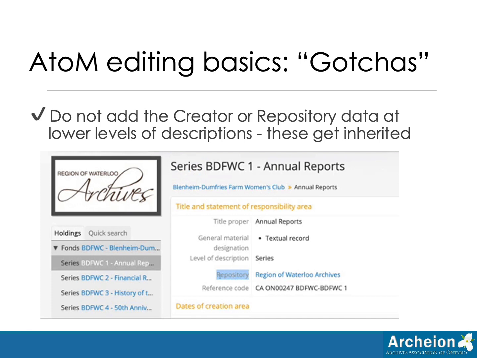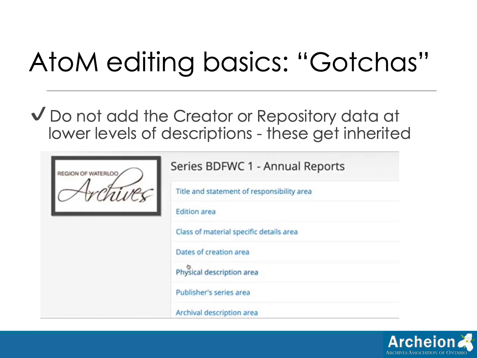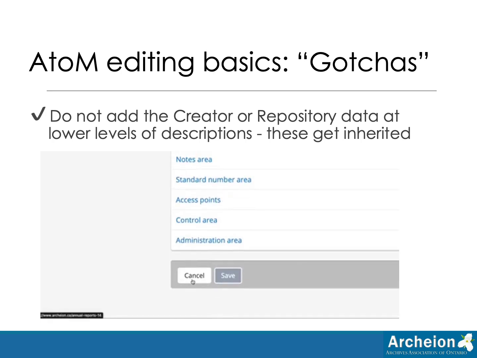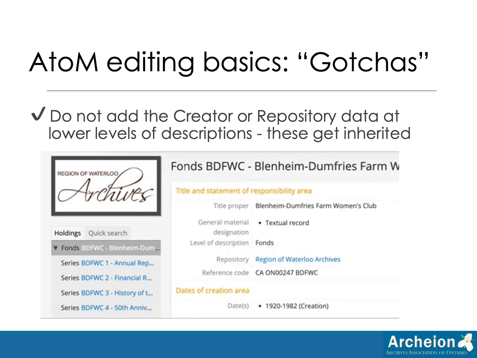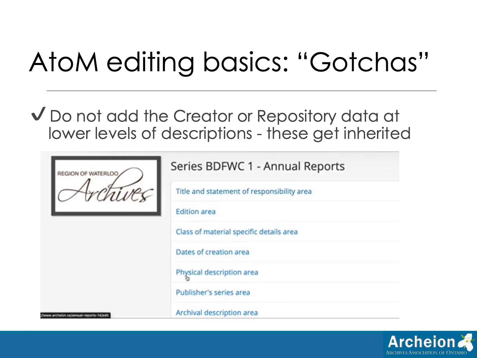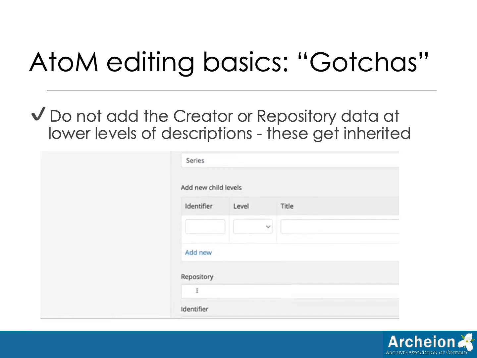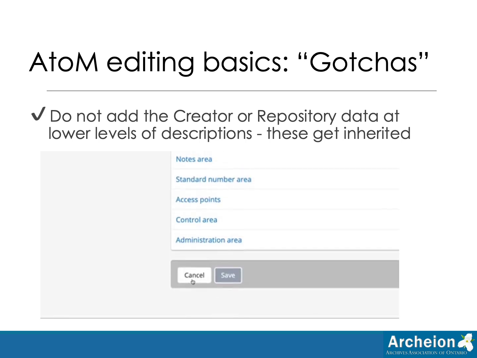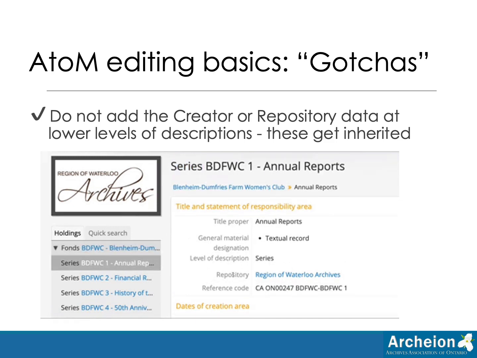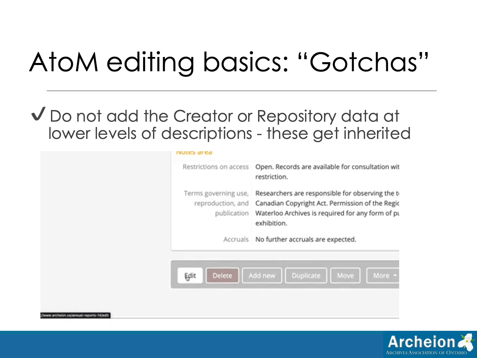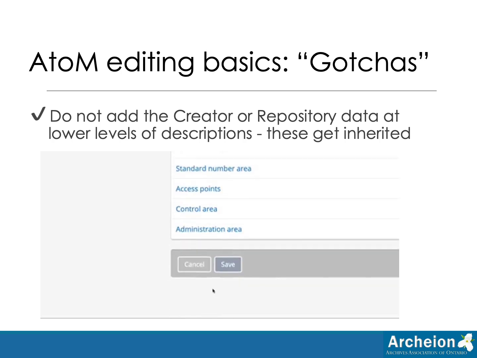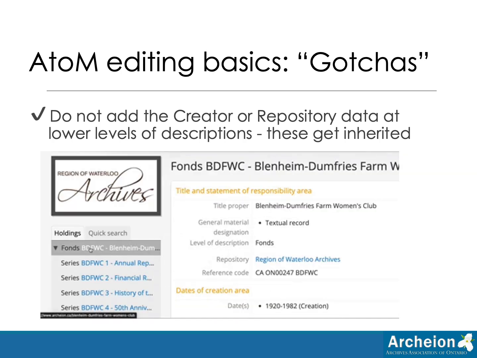Another common gotcha when editing in Archion and Atom is that you do not need to add the creator information or repository information to lower level descriptions. For example, in this example, the fonds record has the repository information, and if I click edit on the series, a lower level description, you'll see that the repository information is blank. This is okay because the series is inheriting the fonds level repository information. So both repository and creator information, you do not need to enter that data into lower level descriptions, and you can read more about this in the Artifactual training that I've linked in the slide notes.